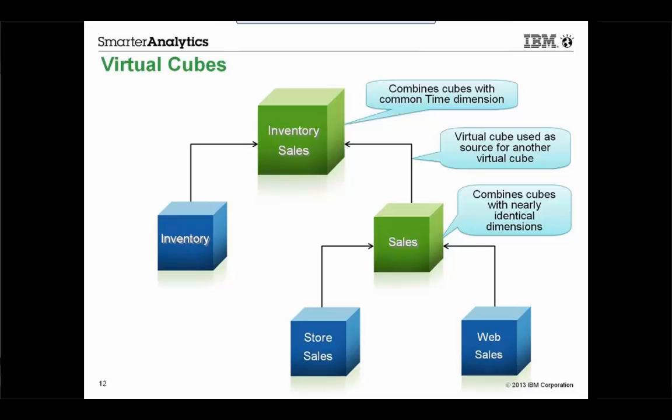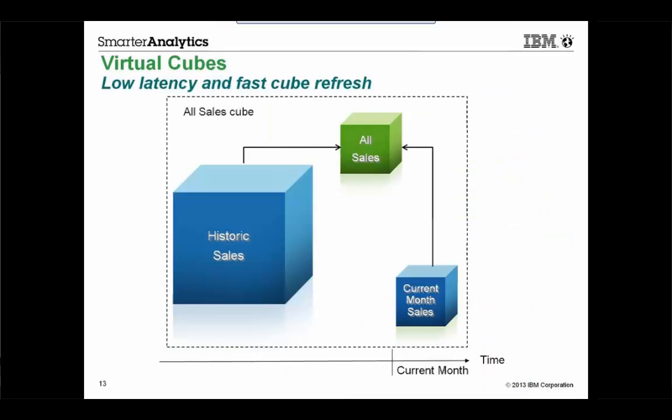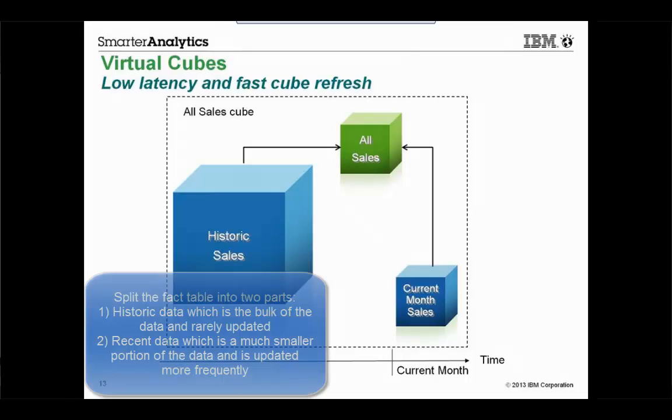So there's several use cases for virtual cubes. One is, as shown here, bringing together multiple fact tables into a single cube for reporting. Another one is for achieving lower latency for new fact data. Here we have two base cubes. The idea behind this use case is that you split your fact table.